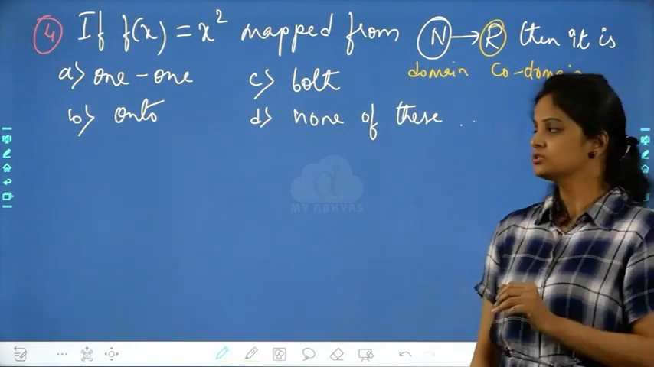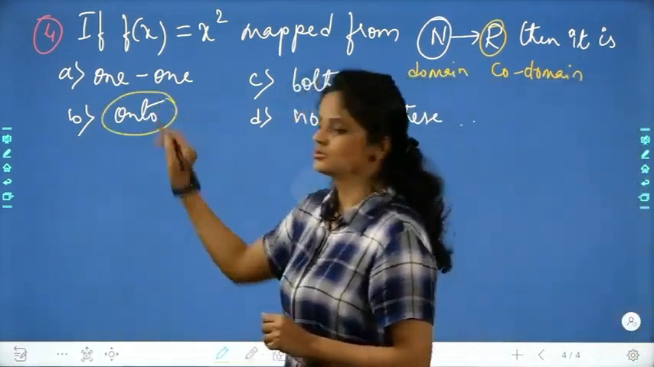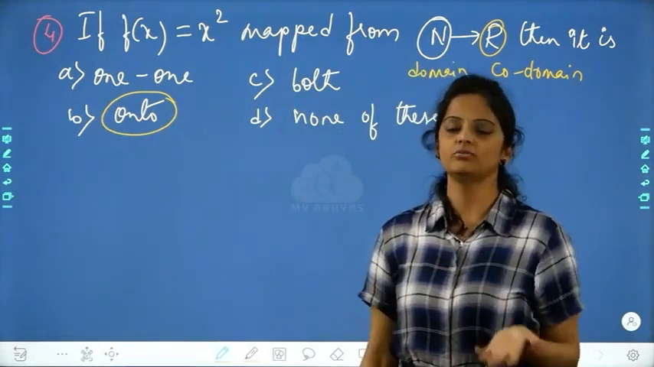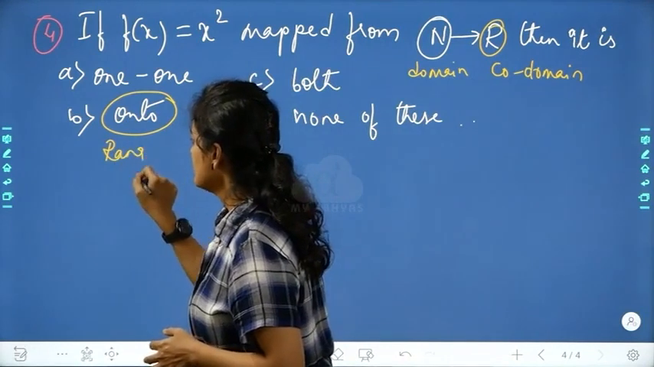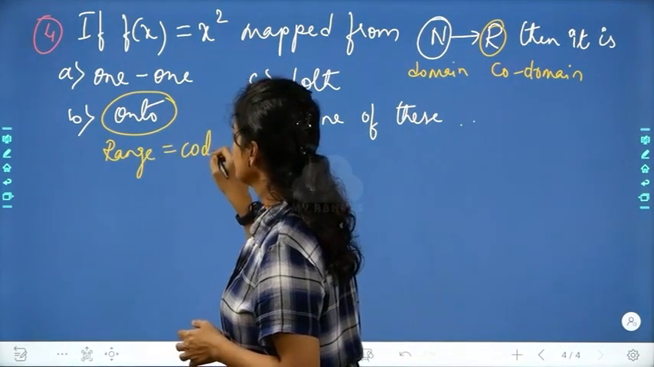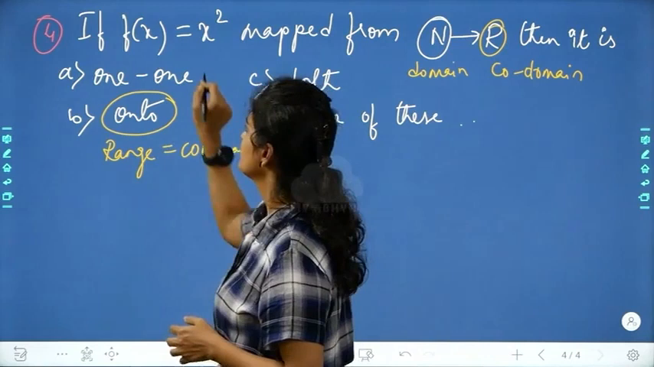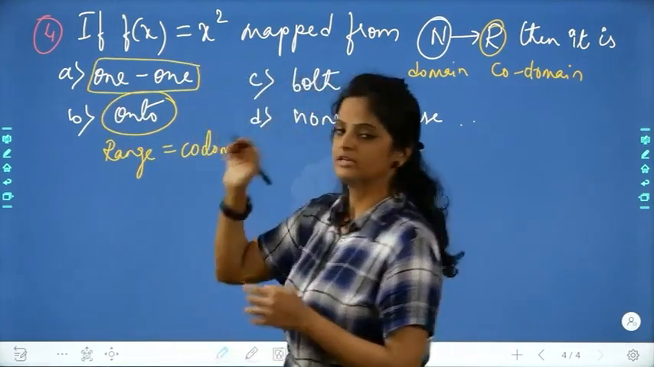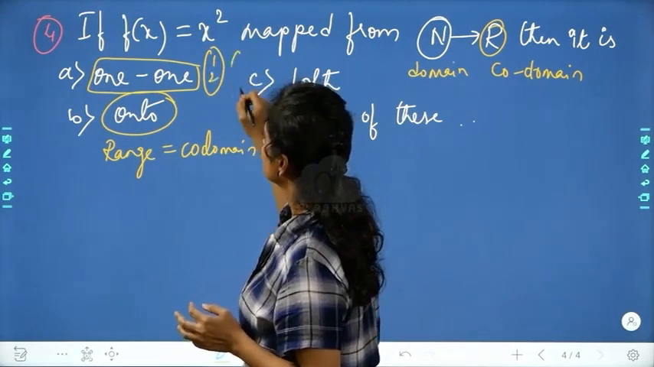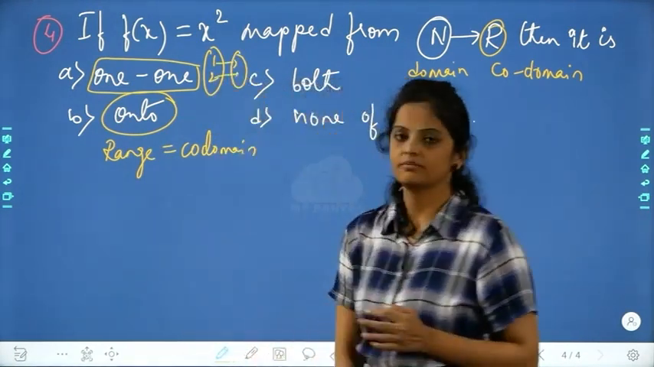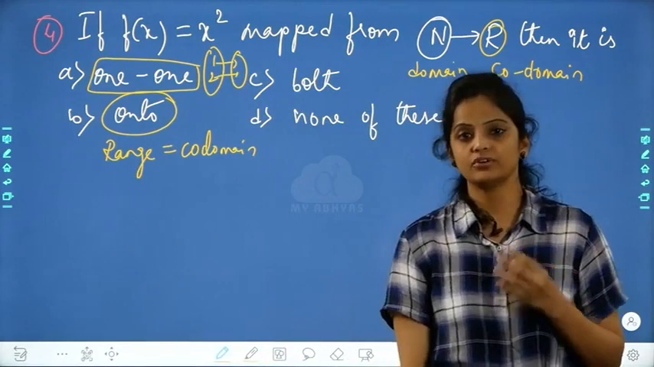If range is equal to codomain, that becomes onto. Correct? If you have forgotten what is one-one and onto, this is a quick revision for that. Range equal to codomain will bring you the onto function, and one-one means one element is related to one element. One element to one element, that becomes a one-one function.